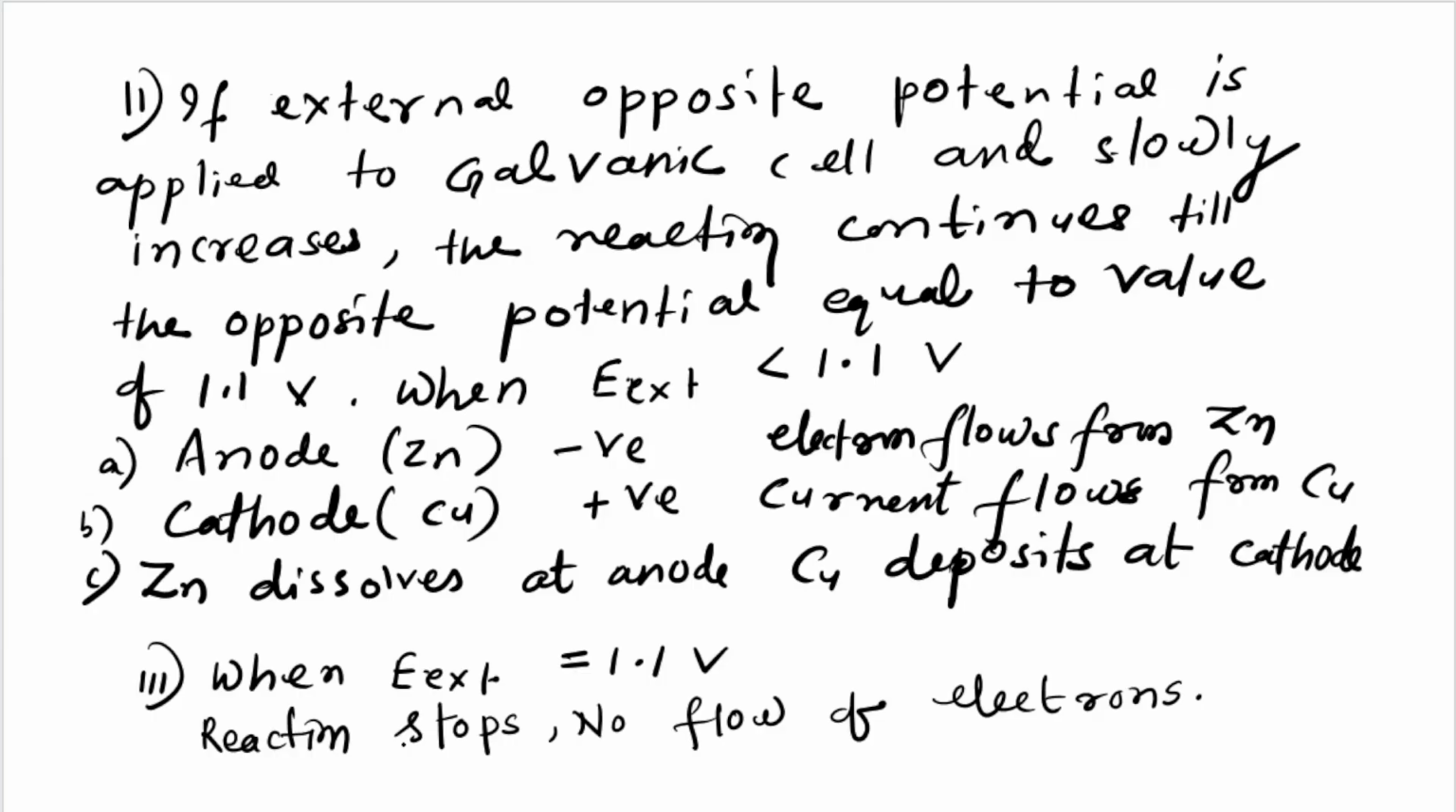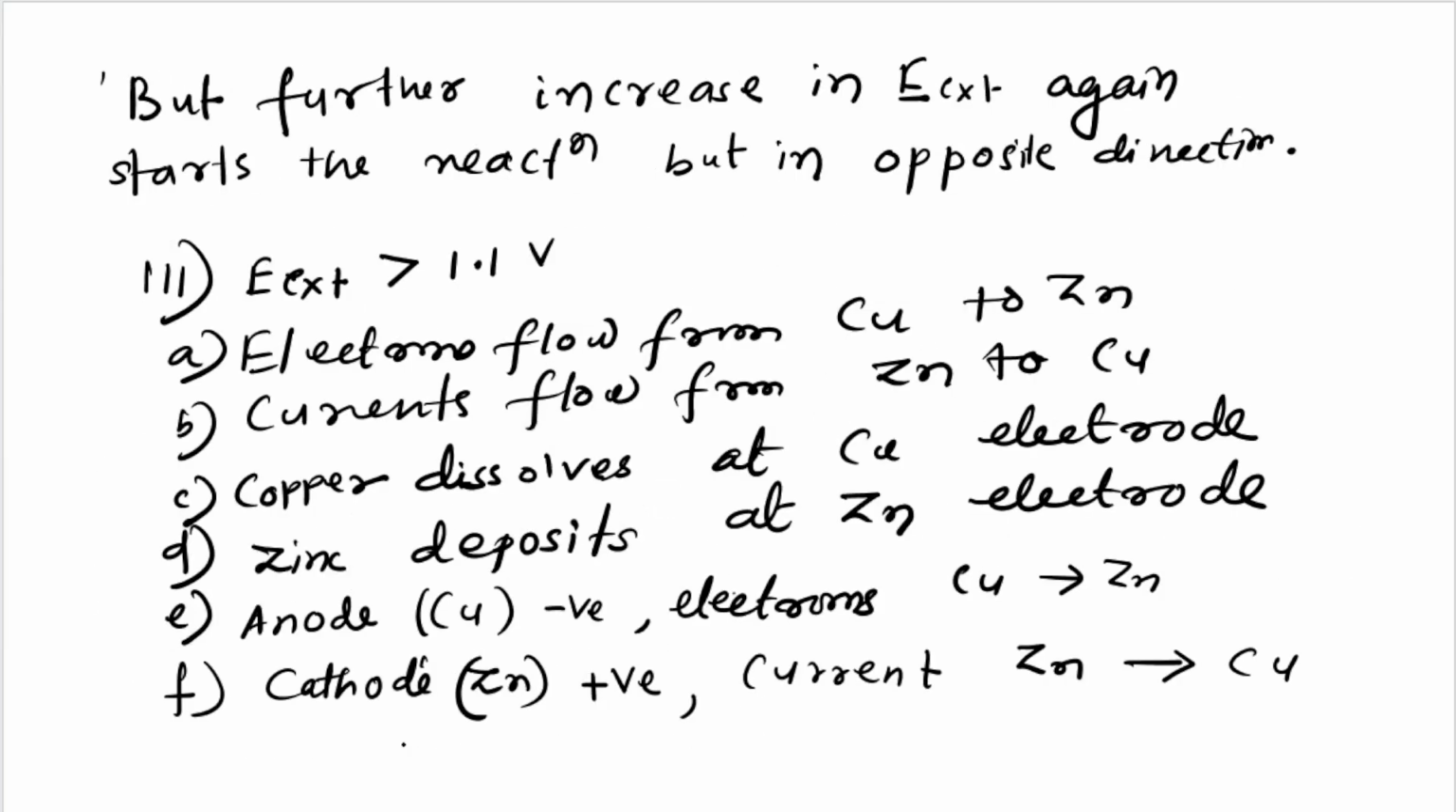Number 2, when the external potential is equal to 1.1 volts. Before that I told you less than 1.1 volts. Now we will see when it is equal to 1.1. Then the reaction stops and no current flows. Remember, when the external potential is equal to 1.1 volts, the reaction stops and there is no flow of current. But if you want to increase further, after it stops, the reaction goes in the opposite direction.